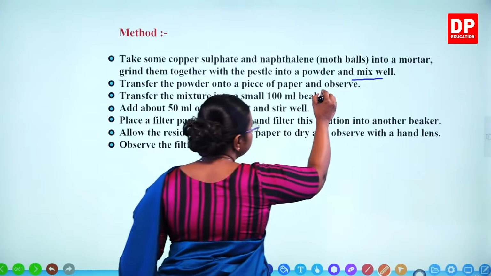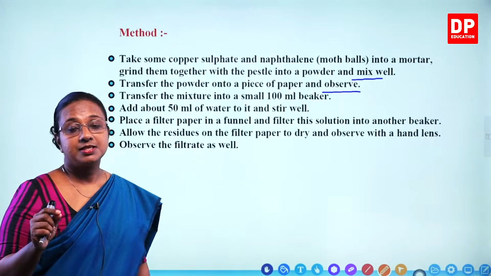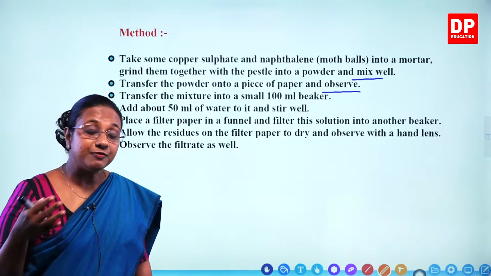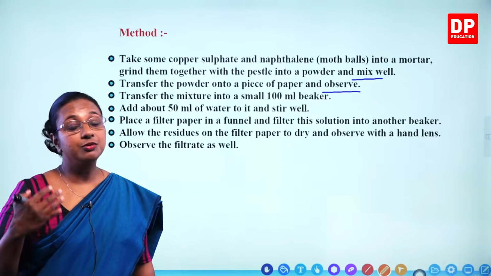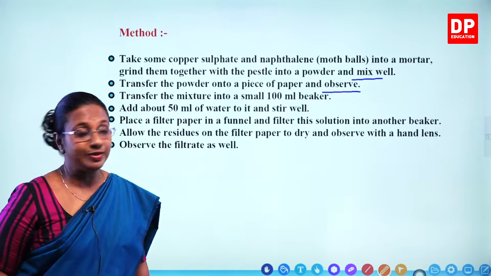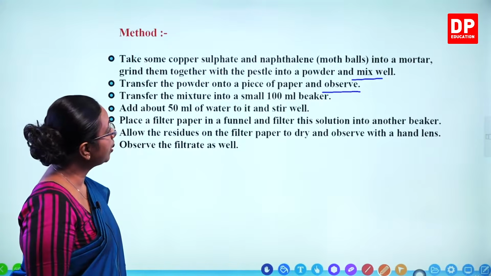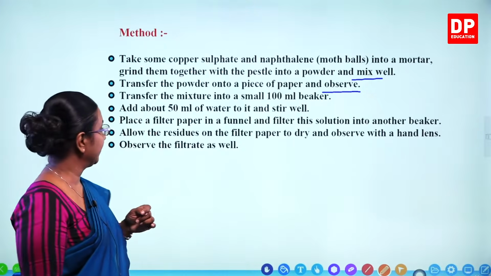So we will observe how the two substances will look in the mixture. Whether you can differentiate and identify them separately or whether you cannot differentiate them and identify them individually. Transfer the mixture into a small 100 milliliter beaker. This is the second part of the activity.